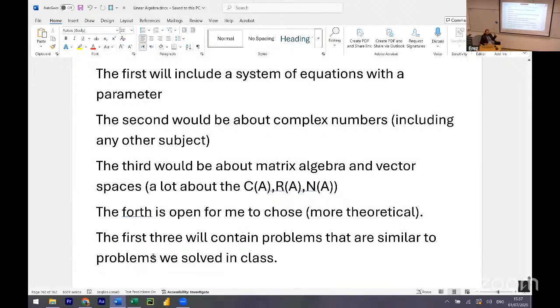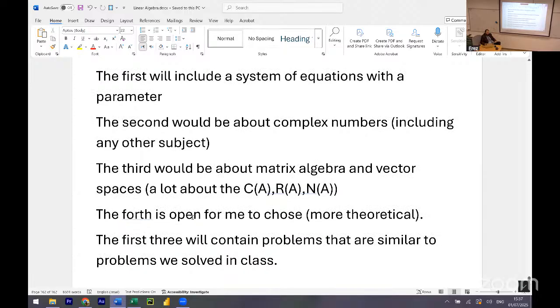The subject that I forgot is linear transformation. The regular test is mostly linear transformation, and that I will not do to you because we just learned it at the end, so it's not fair. So if I put linear transformation, I'll put it in the 4th question. That's fine. It's open for me to choose, so it's fine. So it might be technical, but still it will be a bit harder for you.